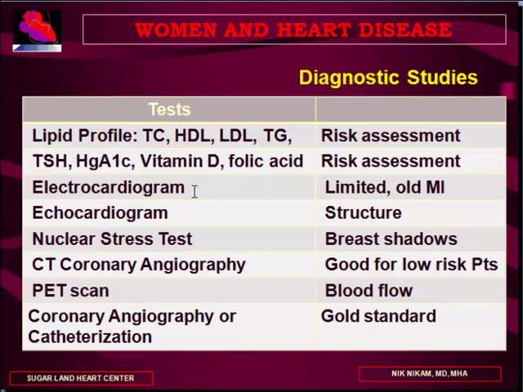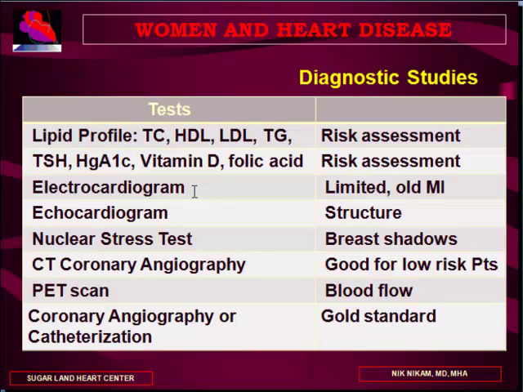Electrocardiogram is limited in terms of diagnosing coronary artery disease, but nonetheless, the electrocardiogram can help us to identify heart enlargement or the presence of old heart attack. Echocardiogram is a very important, useful tool in terms of looking at the structure of the heart and the blood flow within the heart chambers and the function of the heart valves. Echocardiogram helps us to identify the presence of congestive heart failure and reduced heart function.